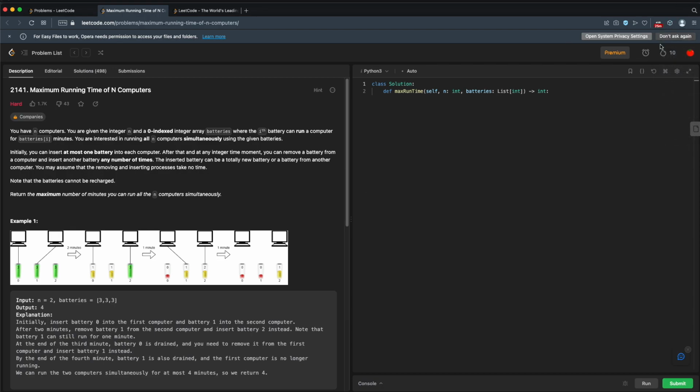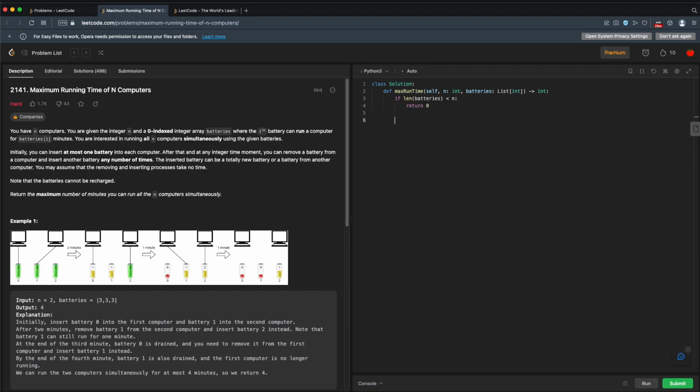So we'll put 25 minutes on the Pomodoro timer and we will get started. So I think the first thing I want to do is just make sure, do we have enough batteries for all of our n computers? So the length of our batteries, if this is less than n, now we don't have enough batteries for all of our computers, so we can just return 0.